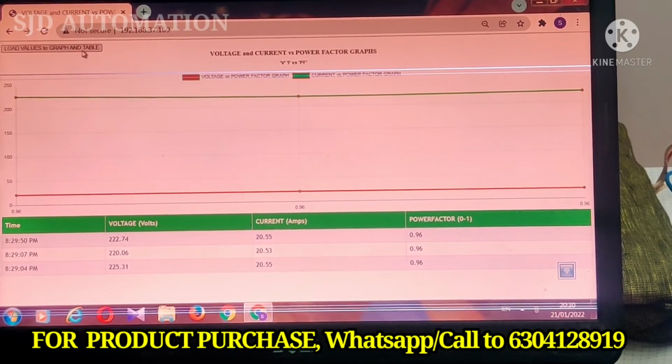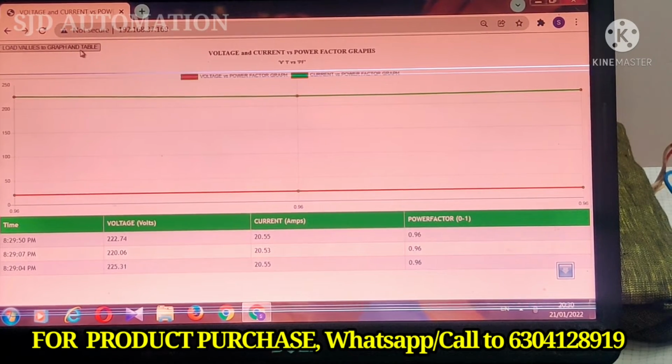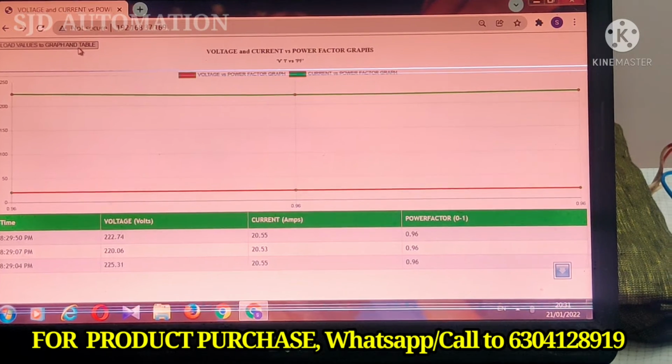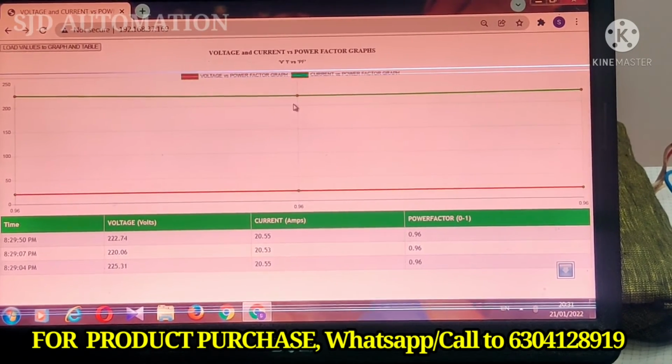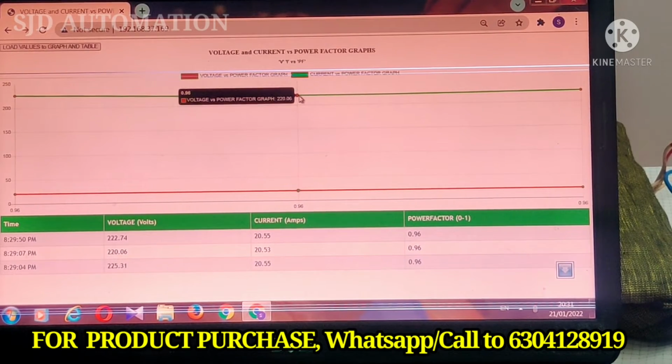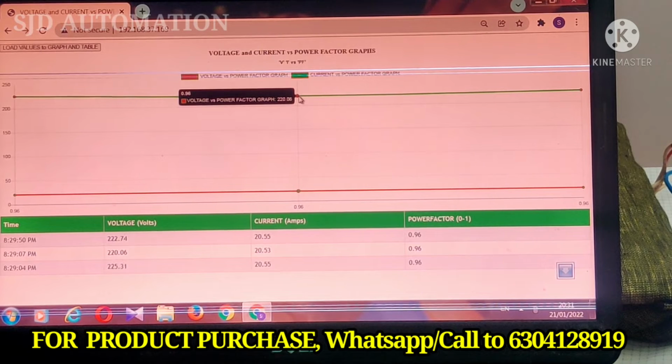The topmost line is the voltage versus power factor graph line, and the red line below is the current versus power factor graph line. So we are observing both voltage and current behavior with respect to the power factor at that instant. If you place the mouse at one point, it shows at what power factor what the voltage will be. On the screen I am showing the second point, that is at 0.96, the voltage is 220.06.